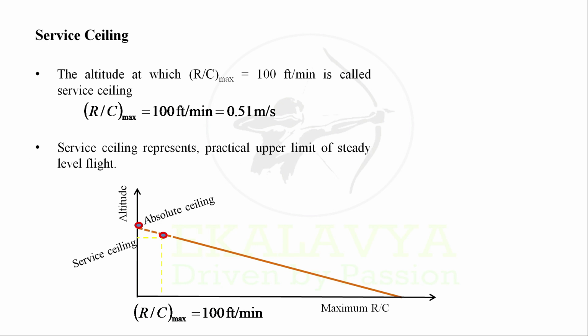Service ceiling represents the practical upper limit of steady level flight. Since there is a possibility for variation of velocity, service ceiling will be considered as the practical upper limit.